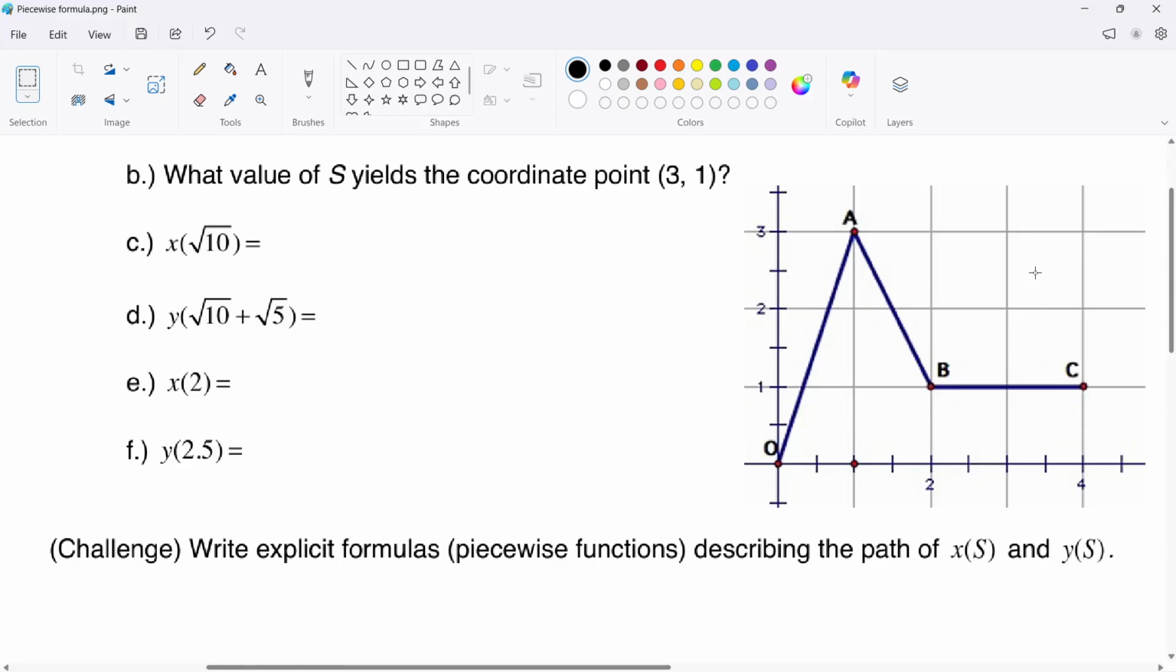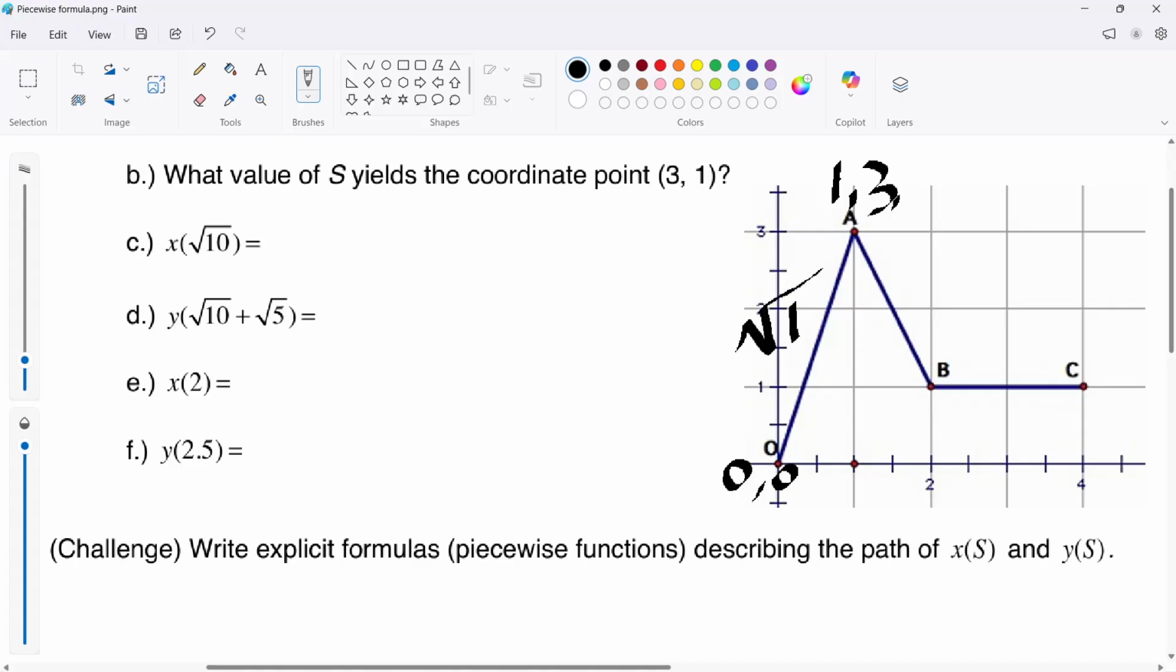Well, distance formula. This is (1, 3). This is (0, 0). Remember, the distance is the square root of (x2 minus x1) squared plus (y2 minus y1) squared. So it's the square root of 1 minus 0, which is 1, squared is 1, plus 3 minus 0, which is 3, squared is 9. 1 plus 9 is 10, square root of that. So the first segment has a length of square root of 10. I'm calculating these first because then everything else will fall in place.